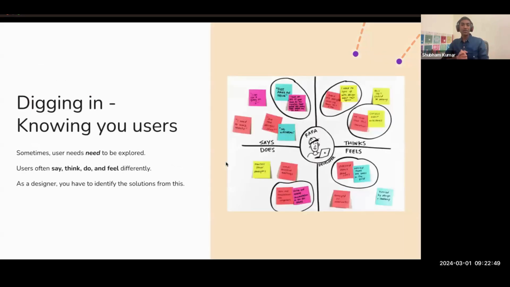So yeah, just briefly sharing this, on the right-hand side, you see there's an empathy map for this persona. So your stakeholders would say, think, do, and feel differently. They're all four different things. And at times you have to find clusters, you have to find things that are similar, and you have to ask them more questions. So, that's something important, right?